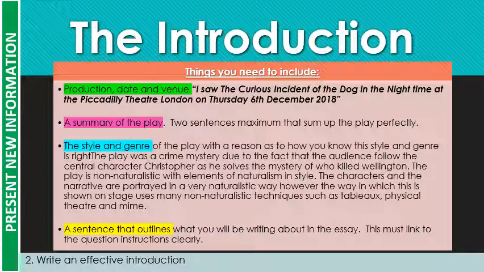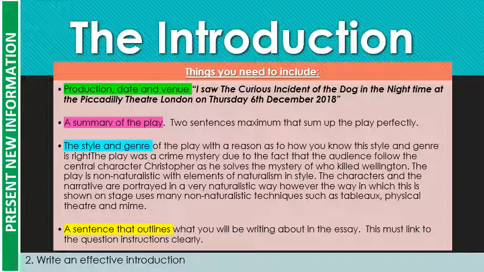The play was a crime mystery due to the fact that the audience followed the central character Christopher as he solves the mystery of who kills the dog Wellington. The play is non-naturalistic, so this is the style here, with elements of naturalism. The characters and the narrative are portrayed in a very naturalistic way. However, the way in which this is shown on stage uses many non-naturalistic techniques such as tableau, physical theatre and mime.